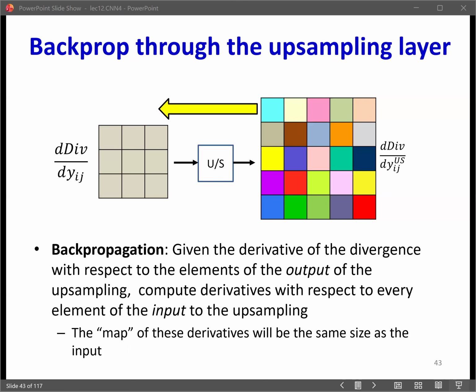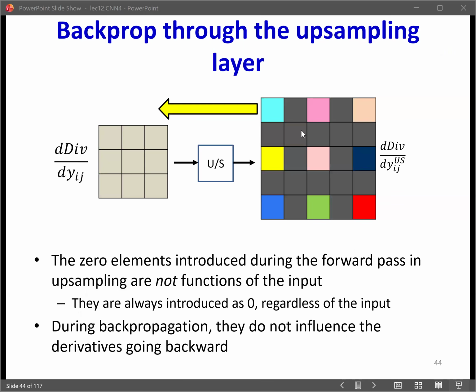So here, when I'm going backwards, I expect the derivative to be the same size as the input, but I know all of these elements really have no counterpart in the input. They were just zeros that were introduced when you're going forward, right? So during backprop, these do not influence the derivatives going backwards, right? But what about this element? What can we say about its derivative going back? Anyone?